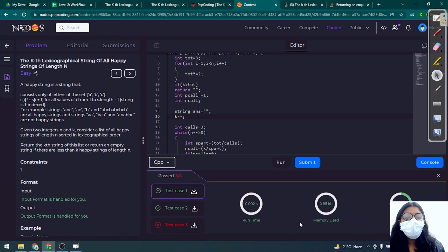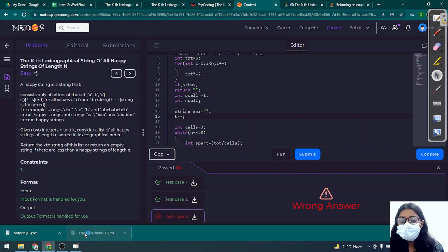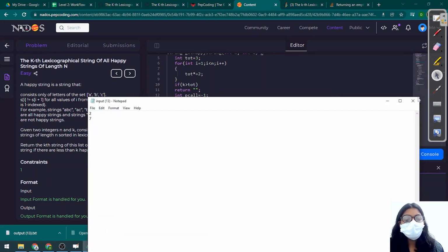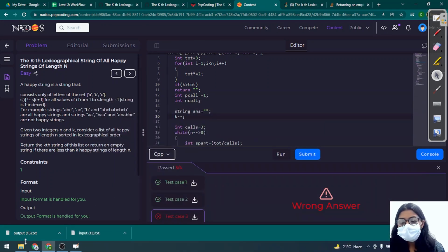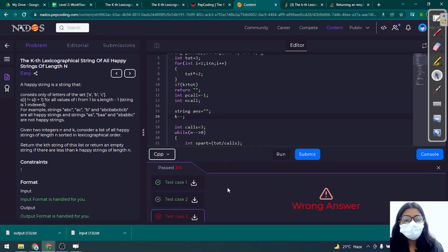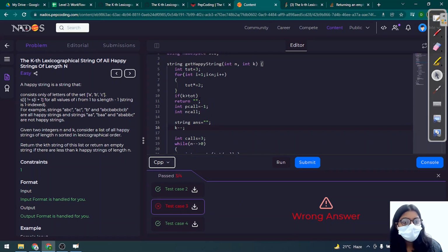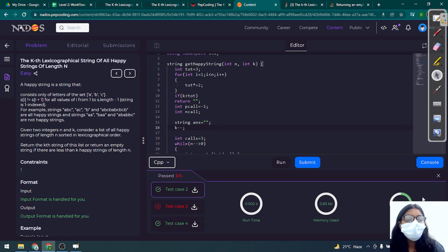Okay, submitted. Oh, okay. This test case is the empty test case that I'm going to show you here, which is the problem in our console. So our console is not accepting this empty string. The answer for this, when my n is equal to 2 and k is equal to 7, would be empty string, right? But our console is not accepting the output, because we are returning the empty string when k is greater than tot, right? So our console is not accepting that right now.